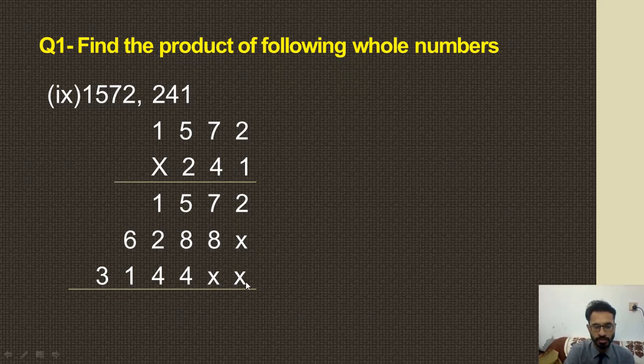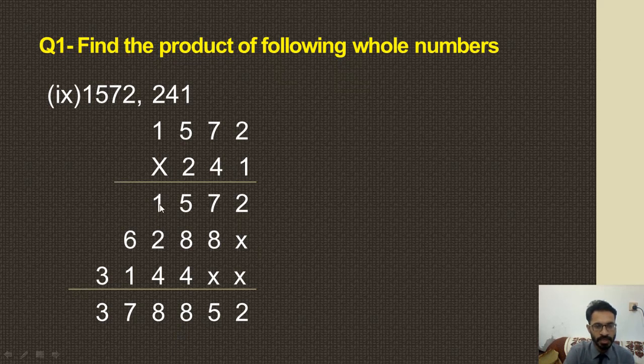2 plus 0 will become 2. So next 7 plus 8, 15. From 15, 5 will be written under 7 and 8, and we will carry 1 to the next number. 5 plus 1 carry will become 6. 6 plus 8, 14. 14 plus 4, 18. From 18, 8 will be written under 5, 8 and 4, and 1 will be carried to the next number.